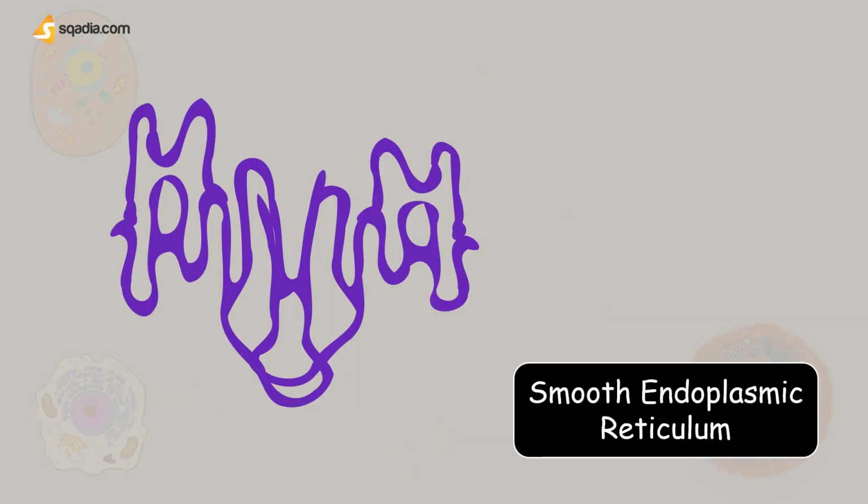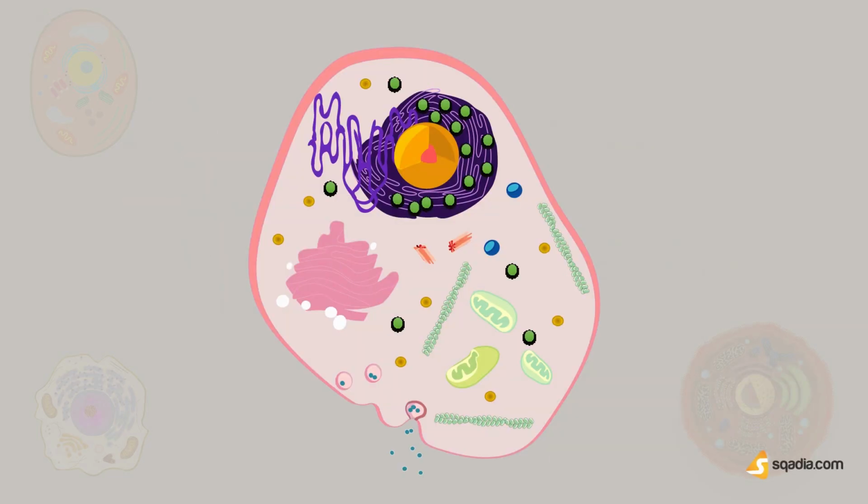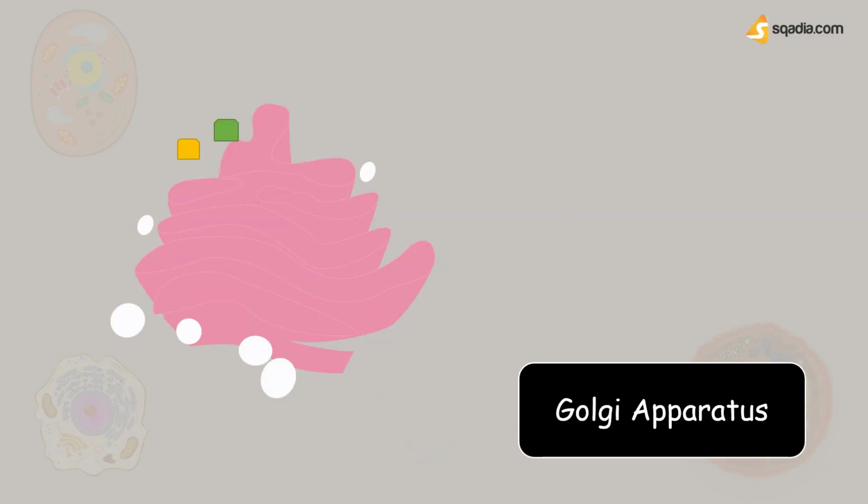Then what is the smooth, or agranular, endoplasmic reticulum? It is the part of the endoplasmic reticulum that has no attached ribosomes. The smooth reticulum functions for the synthesis of lipid substances and for other processes of the cells promoted by intra-reticular enzymes. Next up is the Golgi apparatus.